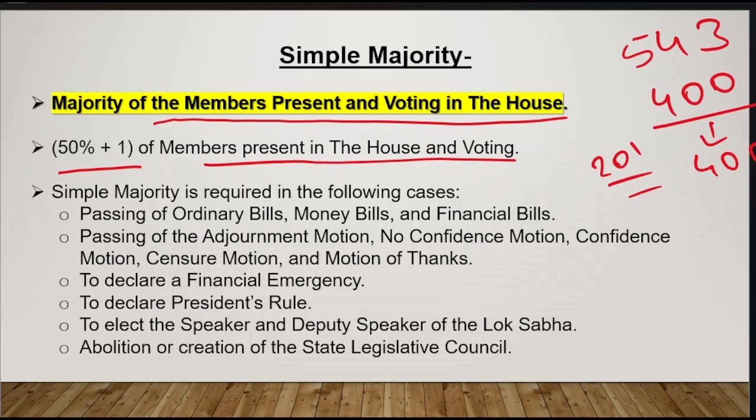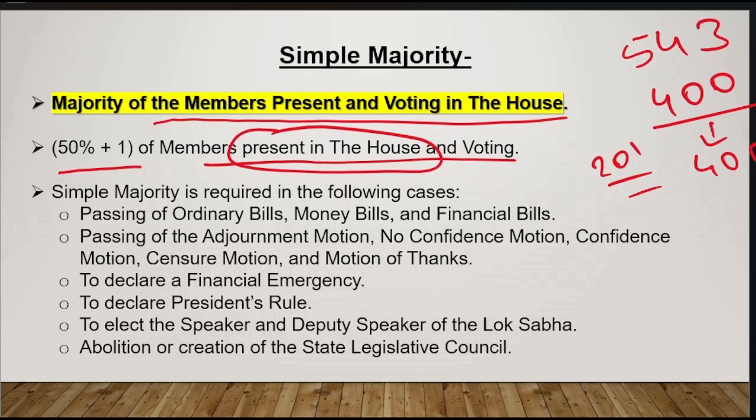তো বোঝা গেল সিম্পল মেজরিটি কি আছে, সিম্পল মেজরিটি হচ্ছে 50% প্লাস 1 অফ দ্য মেম্বার্স প্রেজেন্ট ইন দ্য হাউস অ্যান্ড ভোটিং। তো এই টার্মটা খুব ইম্পর্টেন্ট আছে, প্রেজেন্ট ইন দ্য হাউস, কারণ ফর এক্সাম্পল অ্যাজ আই সেড দ্যাট দেয়ার আর টোটাল 543 মেম্বার্স উই আর হ্যাভিং ইন দ্য Lok Sabha.